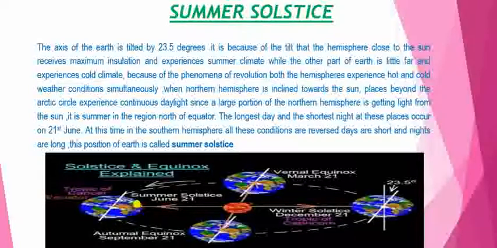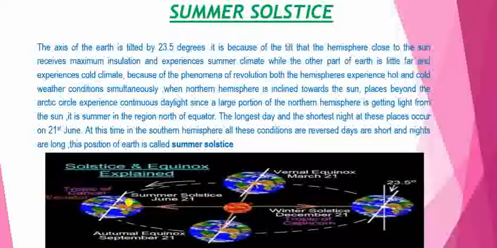At this time in the southern hemisphere, all these conditions are reversed. Days are short and nights are long. This position, when on 21st June, the northern hemisphere receives maximum insolation, days are longer and nights are short. At the same time, in the southern hemisphere, nights are long and days are short. This position of Earth is called the summer solstice.